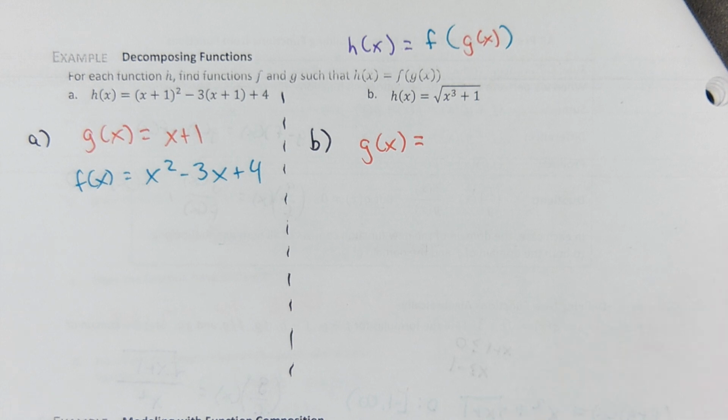Charlie. F of x could just be x, and g of x to be square root of x cubed plus 1. Oh, she took it really, really easy. She cheated. You're not wrong. That actually works. Okay, I'm gonna write it down.